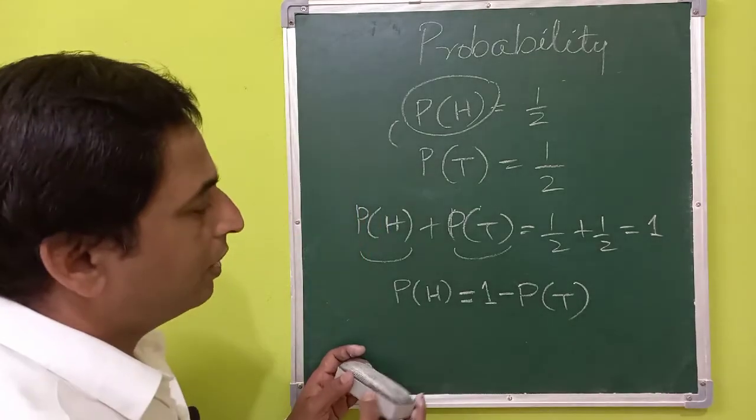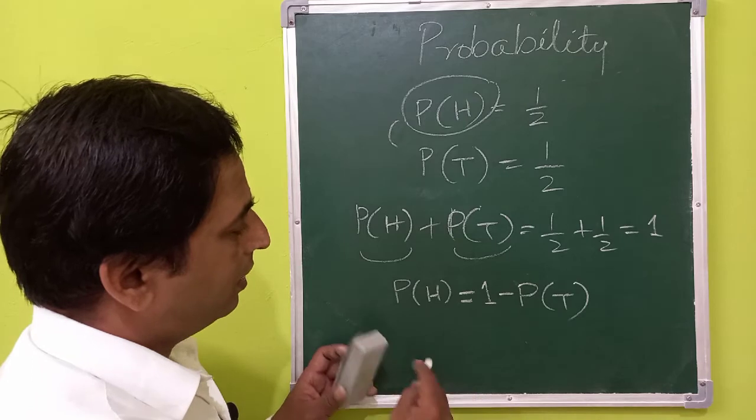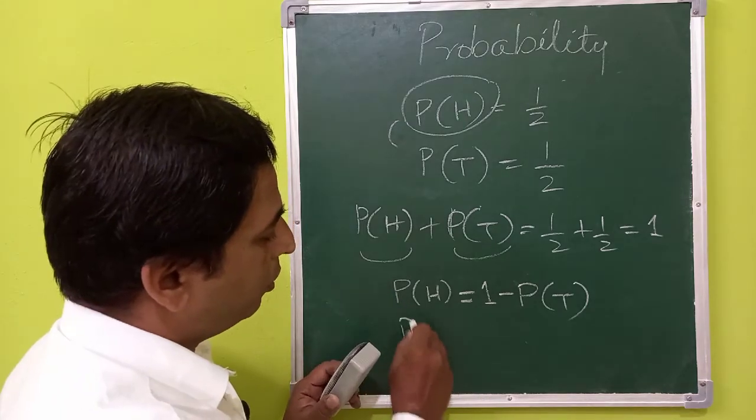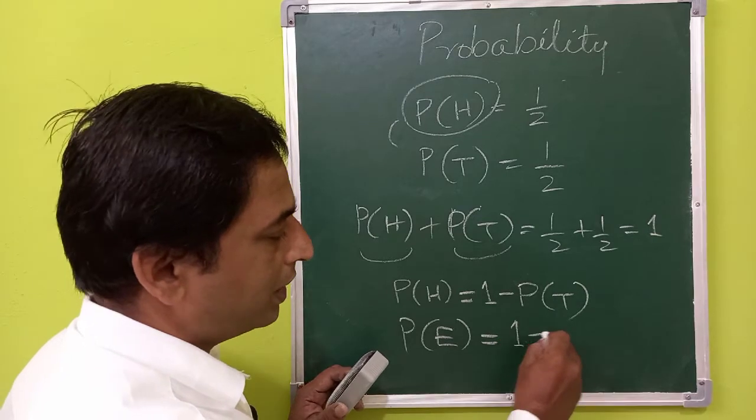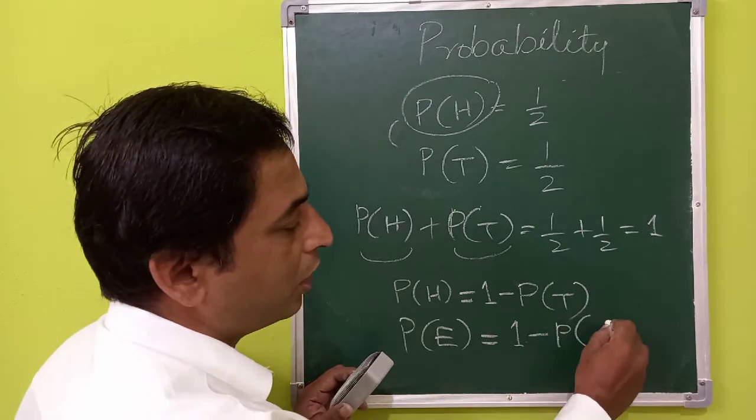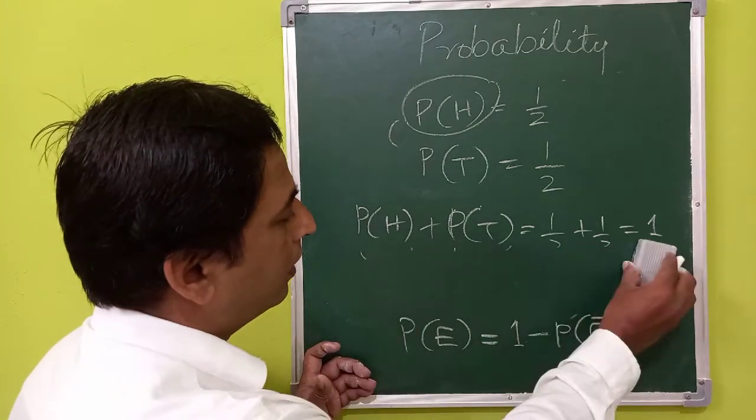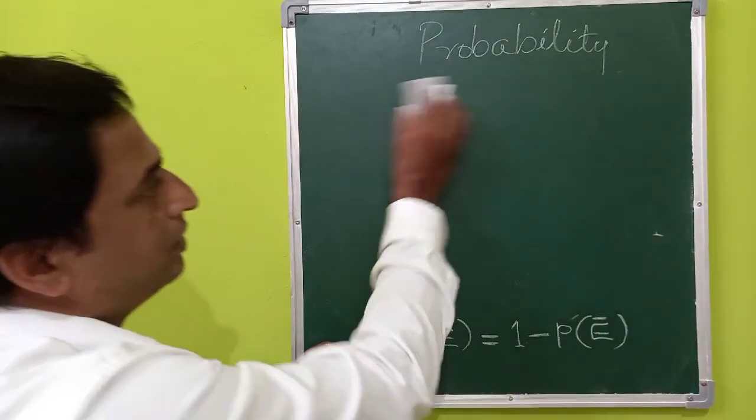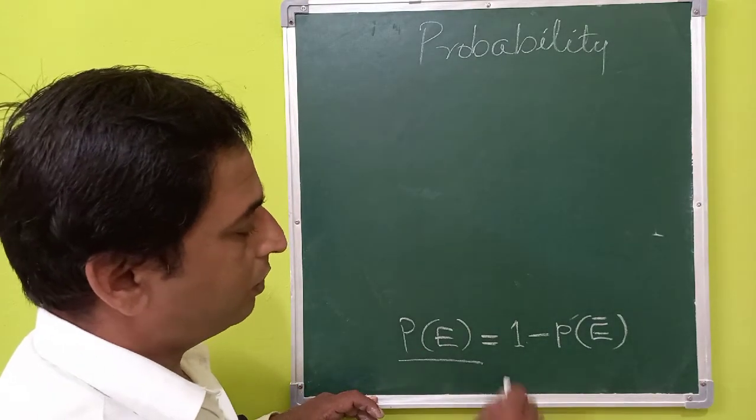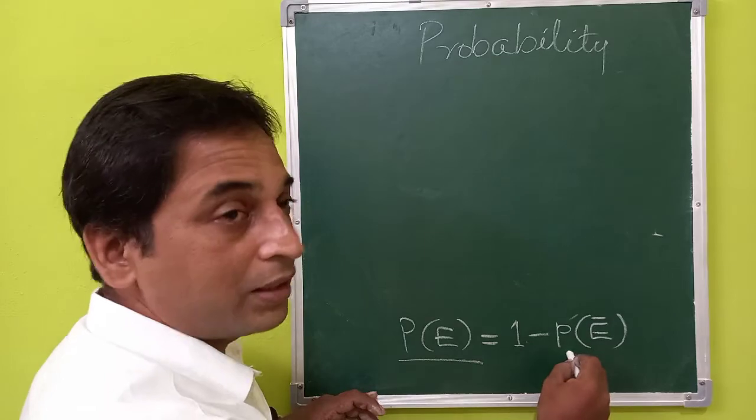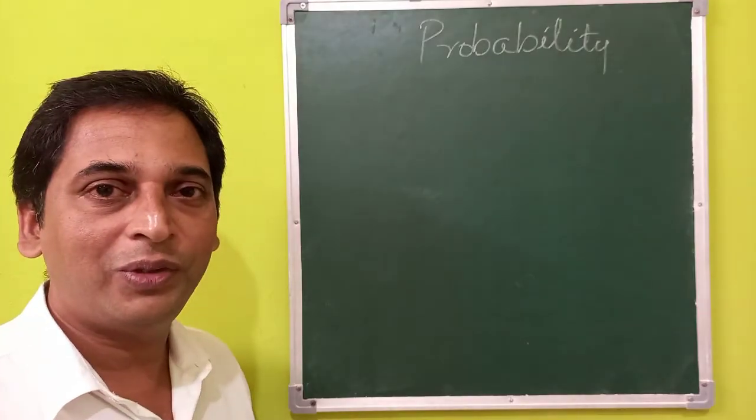Or we can make it in a general sense: the probability of an event is equal to 1 minus the probability of its complementary event. So here we can generalize the complementary event: the probability of an event is equal to 1 minus the probability of its complementary event. Hope this video was useful.